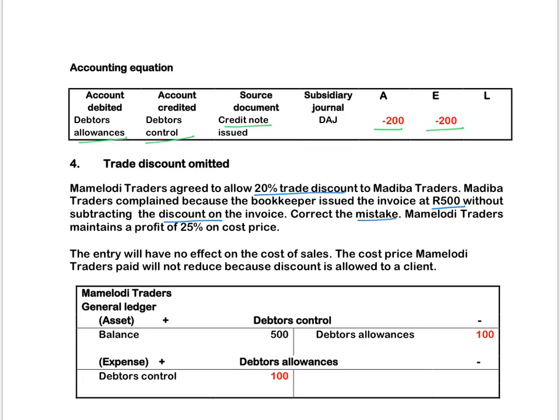Mamelodi traders maintains a profit of 25% on cost price. Because we are giving him trade discount, it will have no effect on our cost of sales, because the cost price that we paid when we bought the goods from our suppliers will not decrease when we allow discount to one of our customers. We will only do an entry to indicate that the debtors control is reduced with 100 Rand and that expense debtors allowances will be debited with 100 Rand.